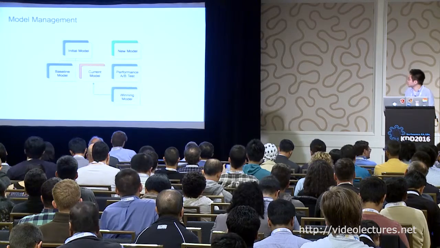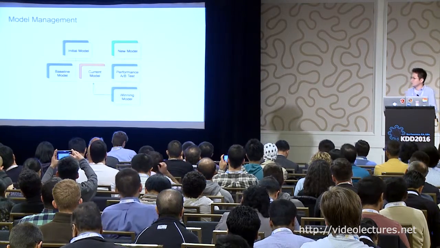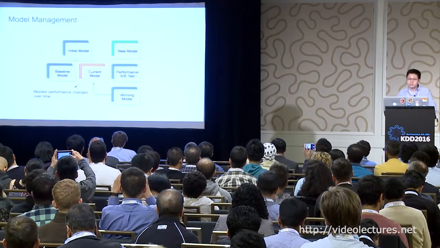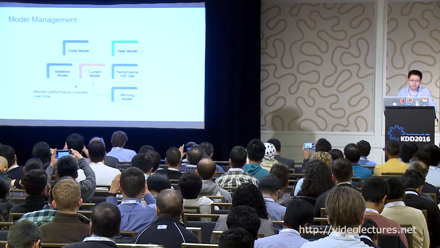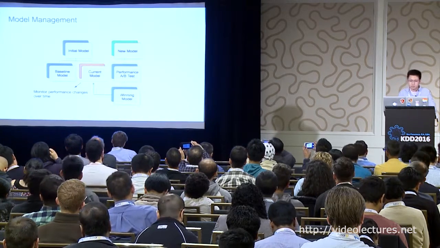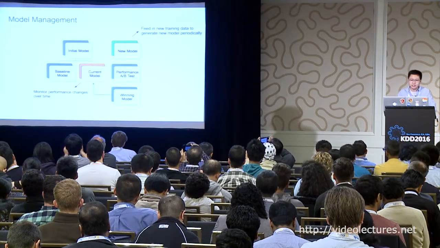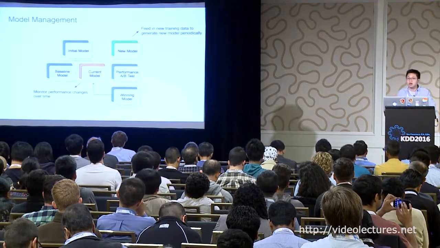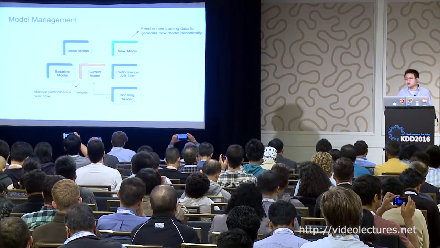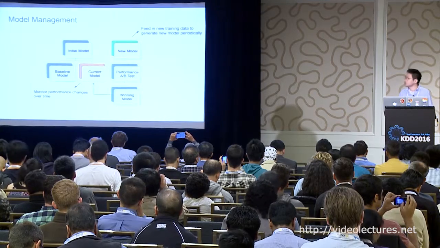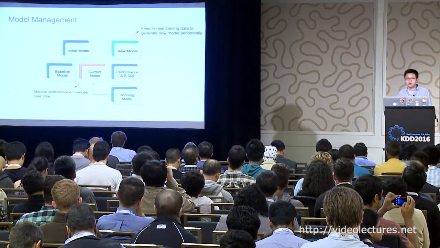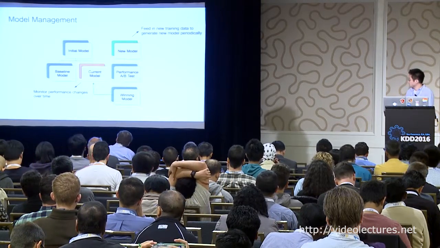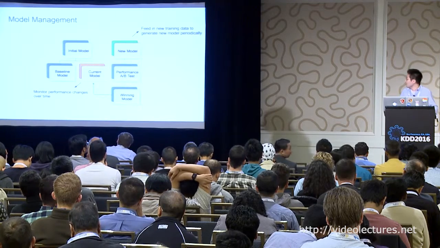Okay, so in this chart, we show how we do model management in LinkedIn. First of all, we always have a current best-so-far model, and we monitor its performance change over time. We also feed in new training data to generate a new model periodically. How often to refresh the model depends on how often the user pattern changes or how much new training data can be generated daily. For example, if we can generate enough data in 1 week, we may build a new model to compare with the current model.